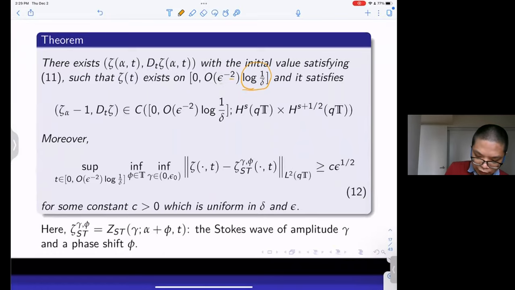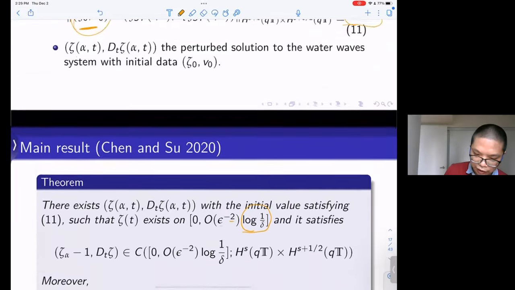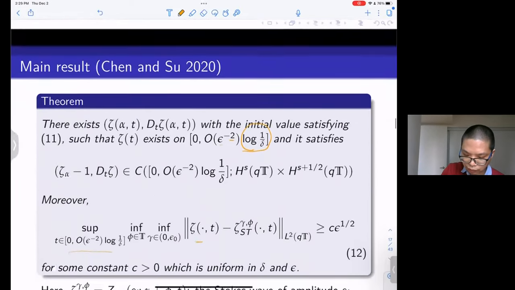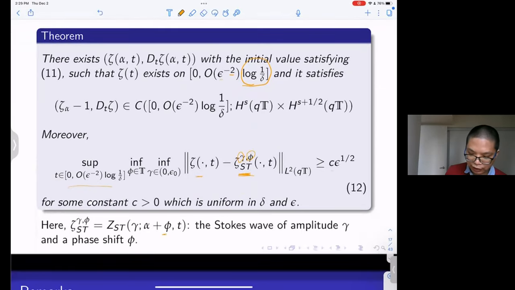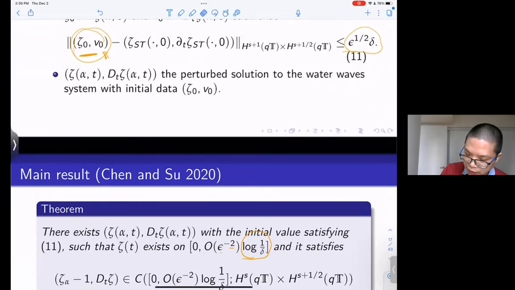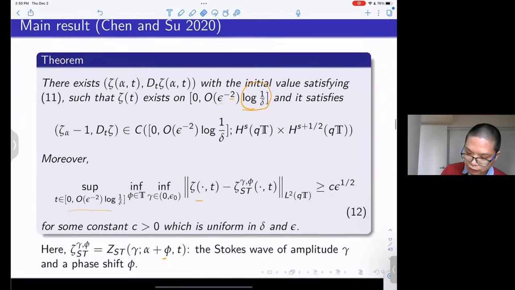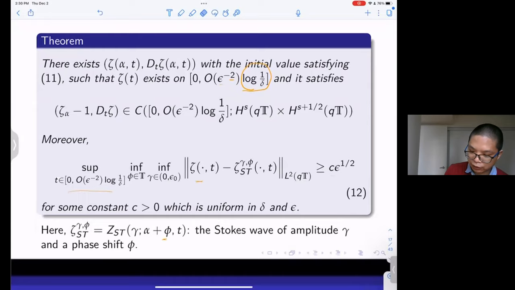Moreover, if I take the sup here, the Stokes wave with this as initial data will be away from the family of Stokes wave with a lower bound. So this term here, gamma and phi: this phi means I can shift it, and the gamma means I can modify the amplitude of the Stokes wave a little bit. So the initial perturbation is of size epsilon to the 1 half times delta. Then eventually it will be away from the family of Stokes wave with a lower bound like this. This C is independent of delta.